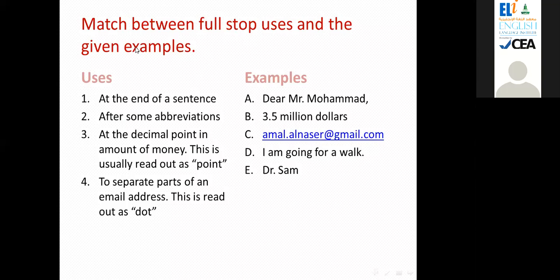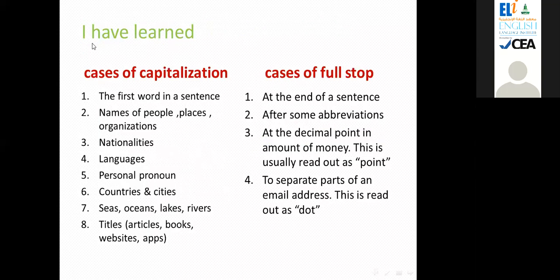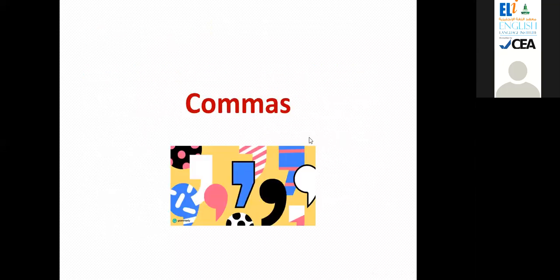Okay. So here we have learned after this session that we focus on cases of capitalization and cases of full stops. We indicate all of these and see examples of these cases. Here we will move to the other part of punctuation. We will introduce the comma. What is the comma? As you see here in front of you, the symbol of the comma.